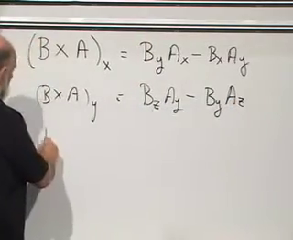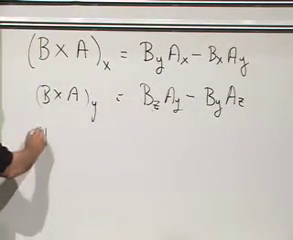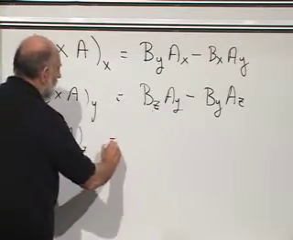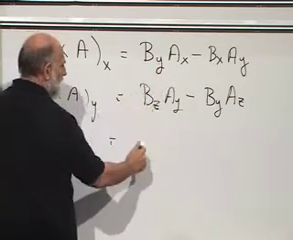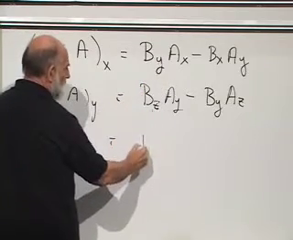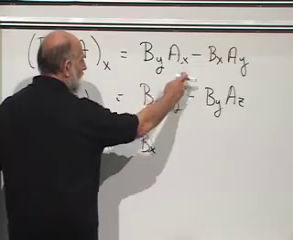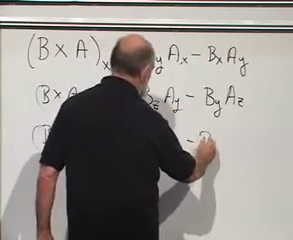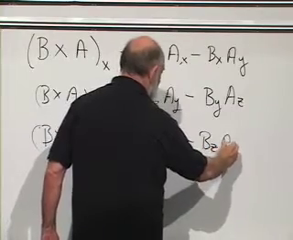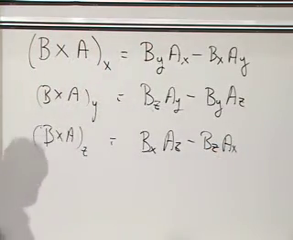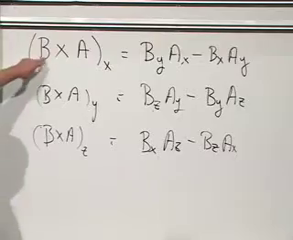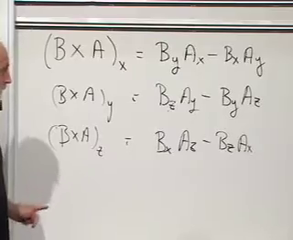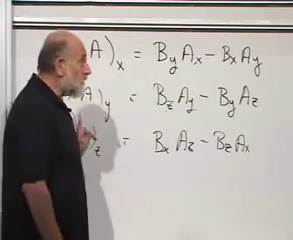And likewise for the last, I'm doing this once, I won't do it again. B cross A, the z component of it is bx ay minus by ax. These are definitions of the cross product between two vectors. Notice that the cross product itself has components, and so it must be a vector.